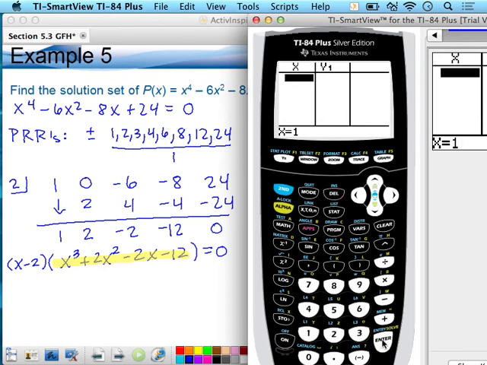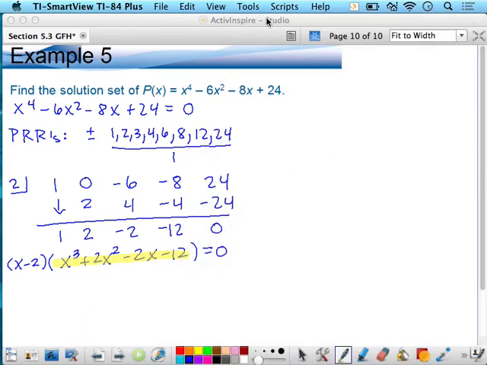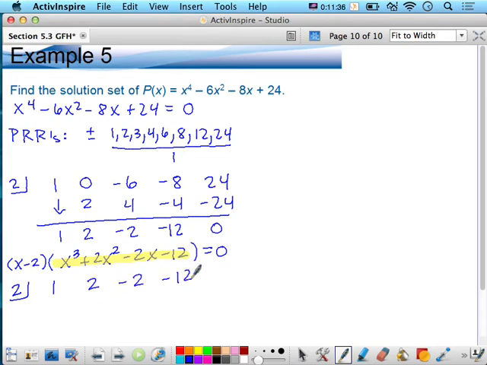So let's see if 1 works. No. -1 doesn't work either. But look at this. +2 works, which means I can use synthetic division again on +2. That means that +2 must be a double root for this particular polynomial, which is kind of interesting. So let's try to do synthetic division again on +2. Now, if +2 didn't work, we would try -2, 3, or -3 until we found another one that would work. So we're going to do synthetic division again on +2. So we have 1, 2, -2, and -12 as our coefficients.